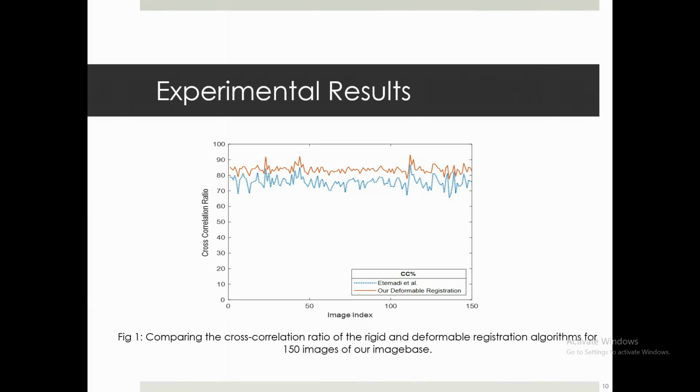Figure 1 in this slide compares the cross-correlation ratio of the rigid and our deformable registration algorithm for all the images in our image base. As you can see, our deformable registration method, in the red line, provided significantly better CC for all benchmark images, 8% on average.